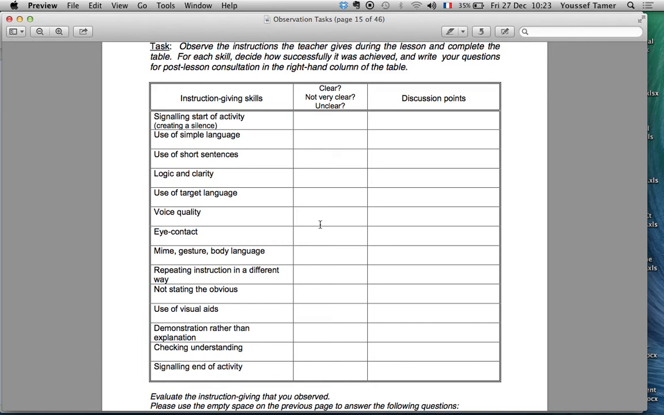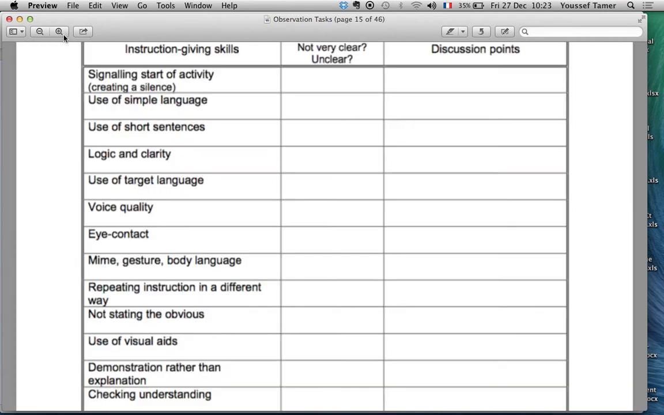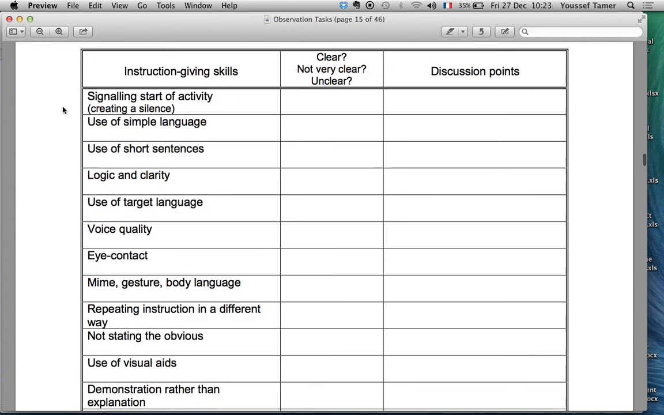So, is there a possibility that we can join the Zoom? Yeah, of course. There is this, of course. It's okay? Okay.